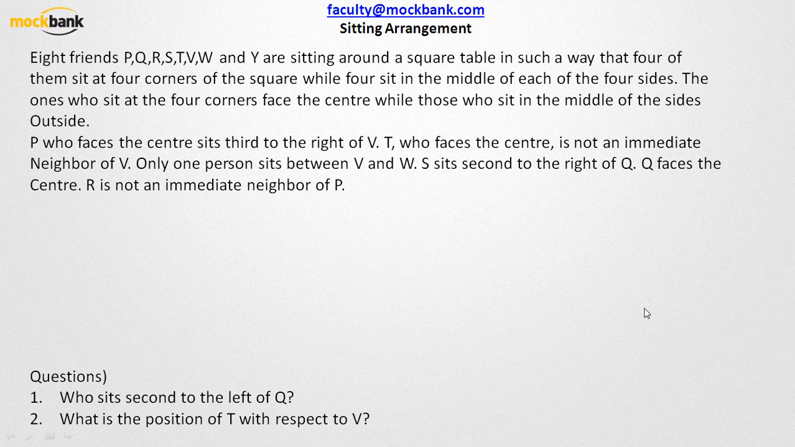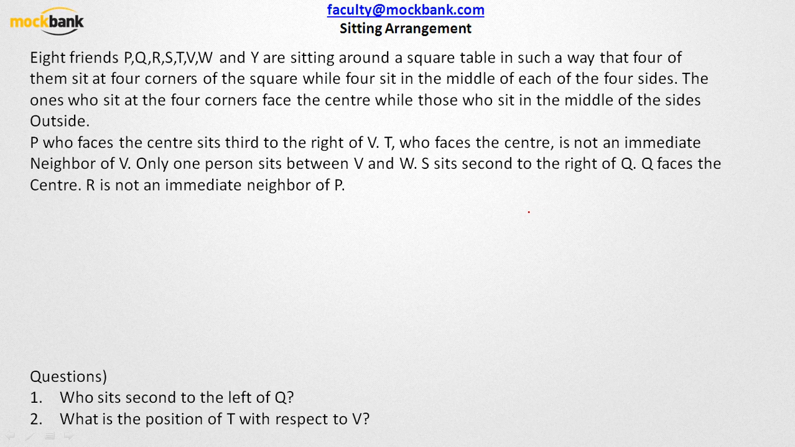Let us read this problem carefully. 8 friends are sitting around a square table in such a way that 4 of them sit at 4 corners of the square while 4 sit in the middle of each of these 4 sides. It also says that the ones who sit at the 4 corners face the center, while those who sit in the middle of the sides they face outside.